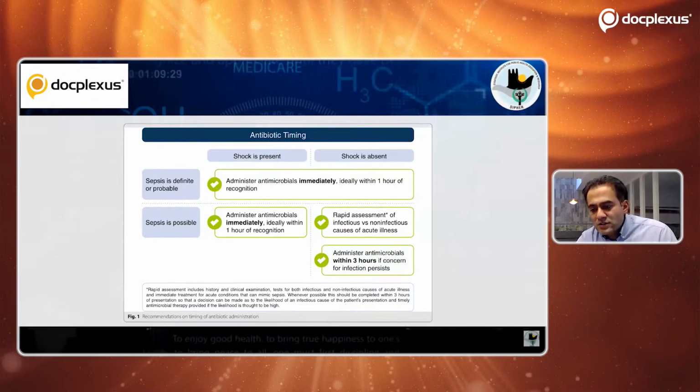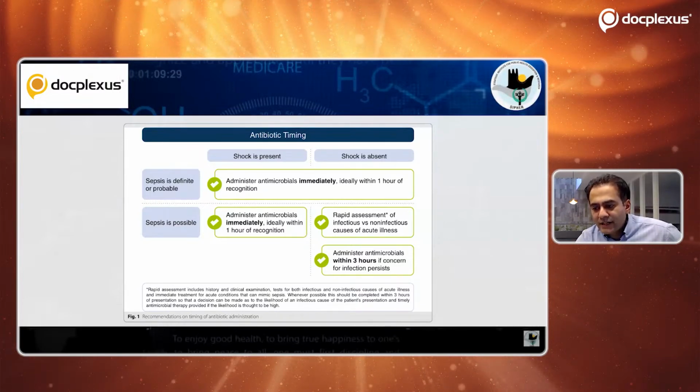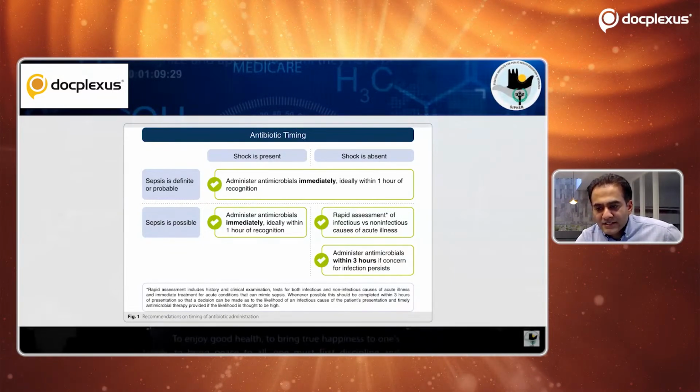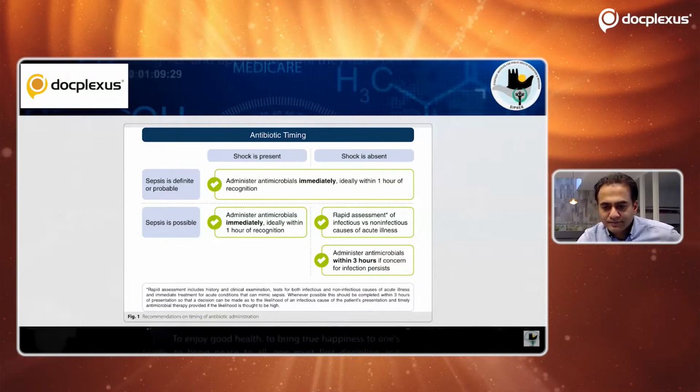So just the crux or summary, this table I have taken from the Surviving Sepsis 2021 guidelines that we have already discussed. Again, the same thing: administer antibiotics immediately. This is the take-home from this antibiotic discussion. Ideally within 1 hour. But if the patient has sepsis and shock is not present, we can still take up to 3 hours, provided there is no shock and the patient is stable. And if you're looking for a source of infection.